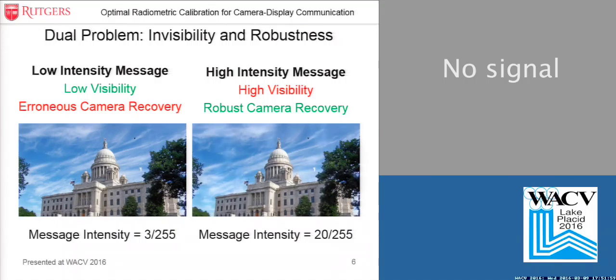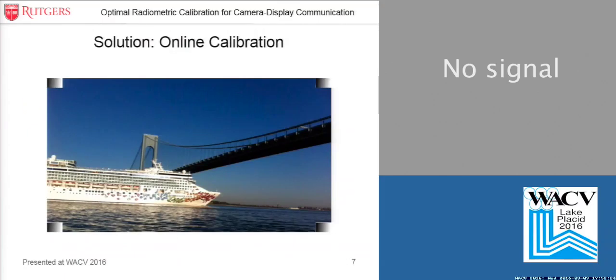See, the image on the left has a high intensity message embedded in it, and there's a lot of visual obtrusion. On the other hand, the error is great. We get very little errors when we're trying to recover a message like this. The image on the right, however, does have a message embedded in it. It's a very low intensity message, but the signal to noise ratio is very low, so errors are common. And we correct for this with radiometric calibration.